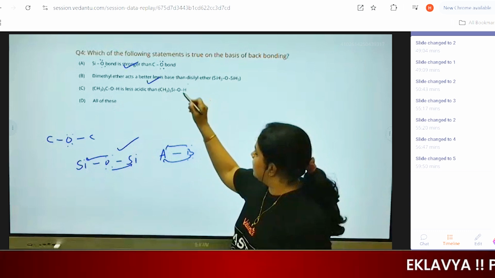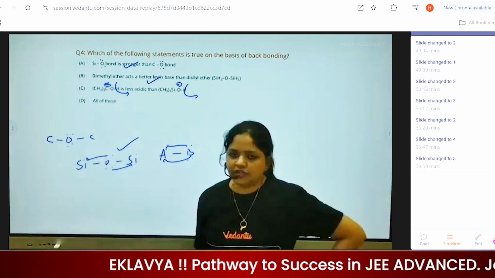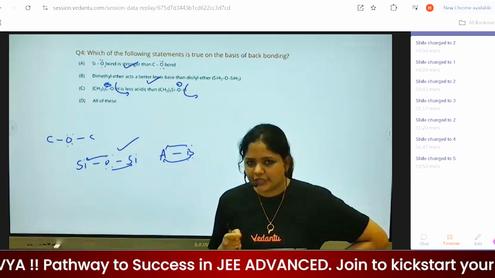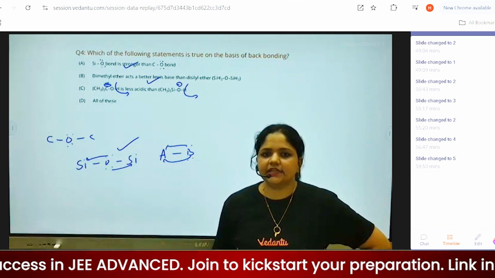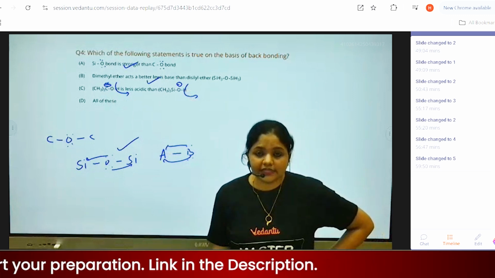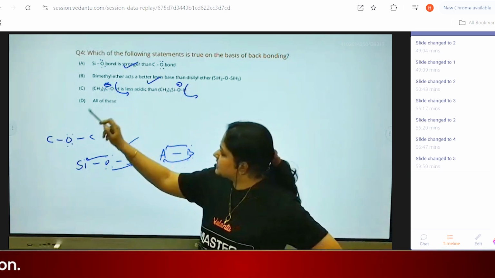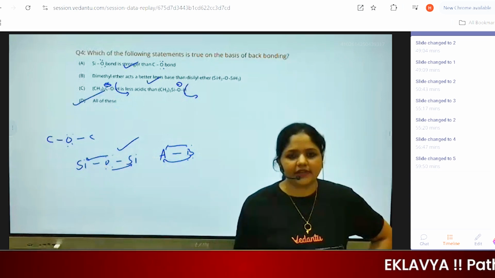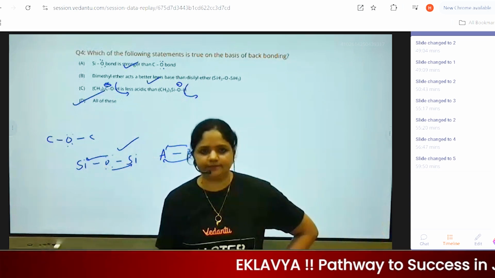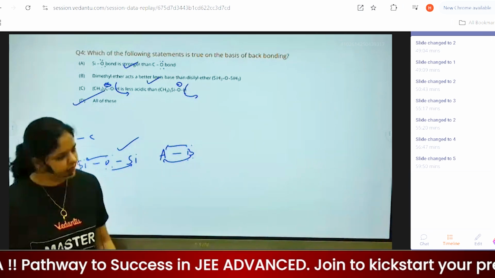Next, I have CH3O is less acidic than that of the other. See, this negative charge will go away, this negative charge will go away. So how well the H plus will go out decides the acidic nature. Amongst these two, this H plus will go away easily, because of which this is more acidic, this is less acidic. So all the answers are correct here. So option D. I hope it is clear. Moving further, next question.